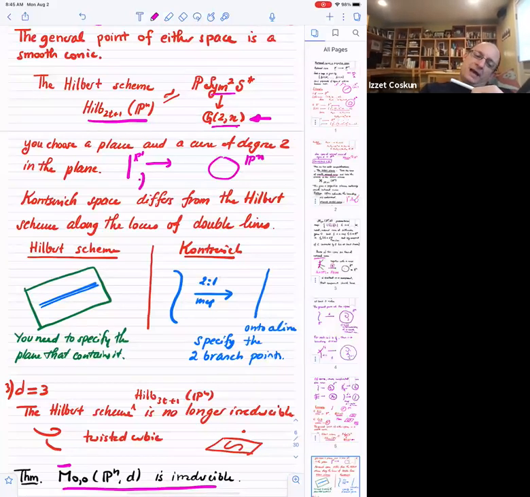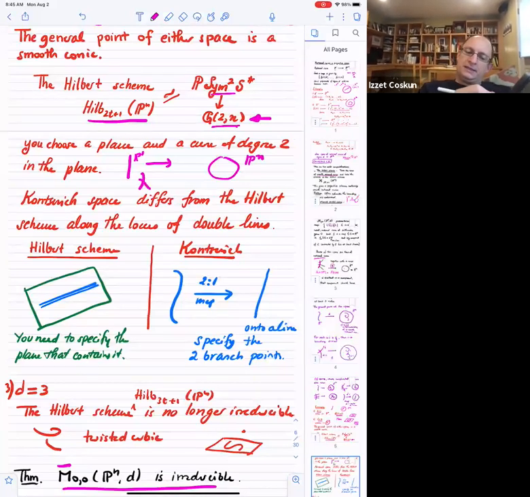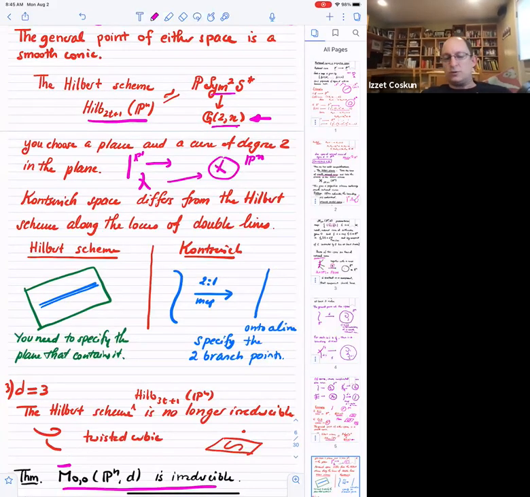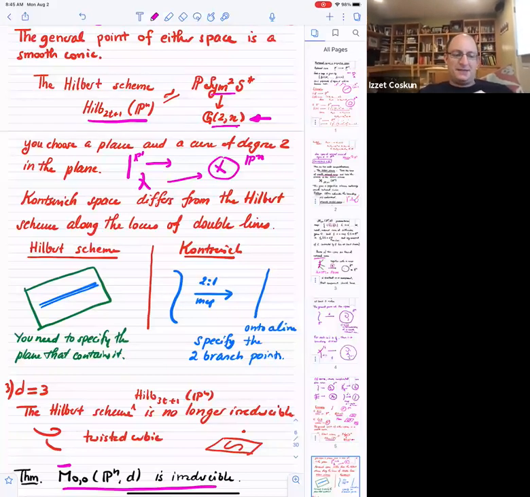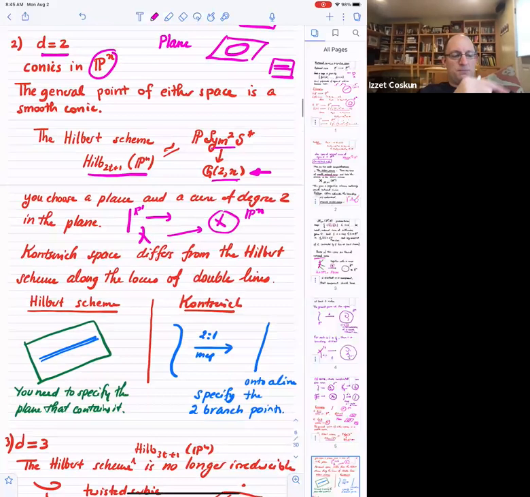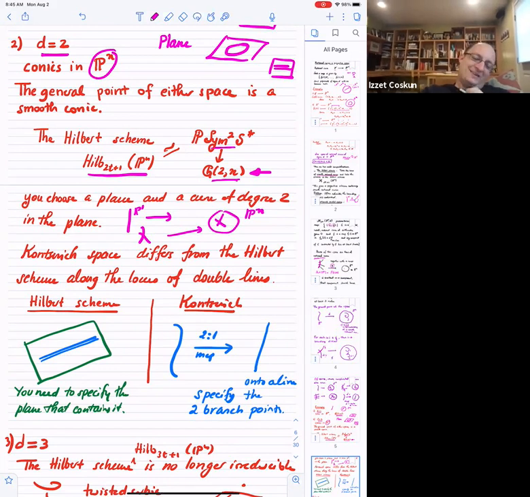And sometimes what can happen is that it can break, and in this case, the image is a union of 2 lines. But let's understand how these two spaces differ. The only place where these two spaces differ, the Hilbert scheme and the Kontsevich space, is when you have a double line, a non-reduced curve, right?